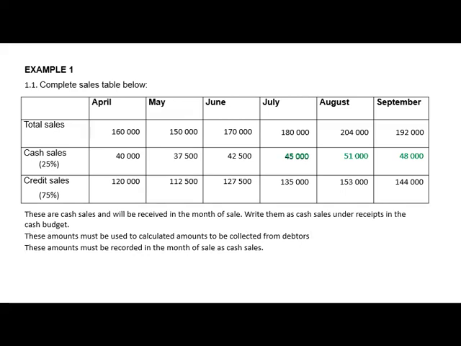Now, what does that mean? I'll go straight to my cash budget. Under receipts, cash sales, for July, I'll have that 45,000. For August, I'll have 51,000. And for September, I will have 48,000.